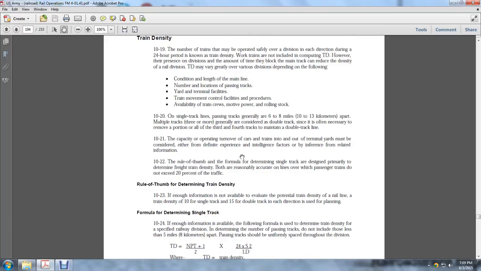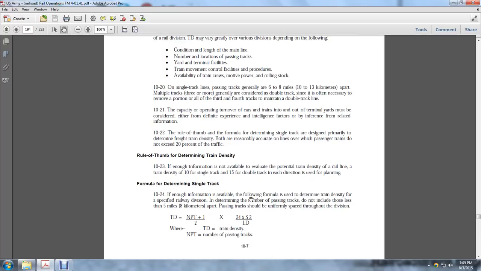Rule of thumb for determining the train density. If no other information is available, evaluate the potential train density on the railway line. Train density is 10 for single track and 15 for double track in each direction in the planning. The formula for determining a single track.